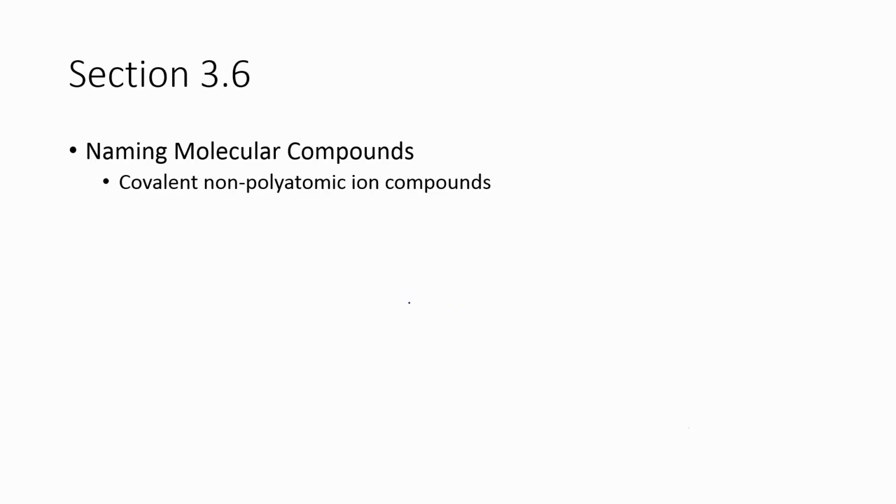Now, having just suffered through section 3.5, naming ionic compounds, this is going to seem so much less painful in comparison, I promise. Here we are going to talk about naming molecular compounds. When we talk about molecular compounds, we're talking about covalent, meaning electron sharing, non-polyatomic ion compounds. Those have their own naming rules we talked about in 3.5, so we're not talking about carbonate or nitrate or nitrite, but covalent compounds that are not polyatomic ions.